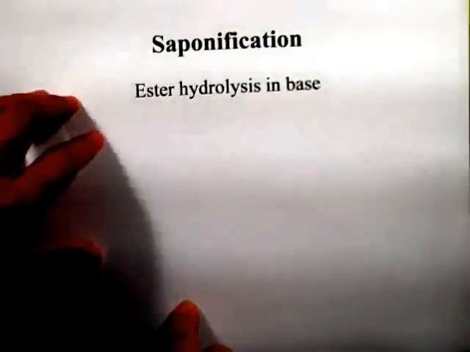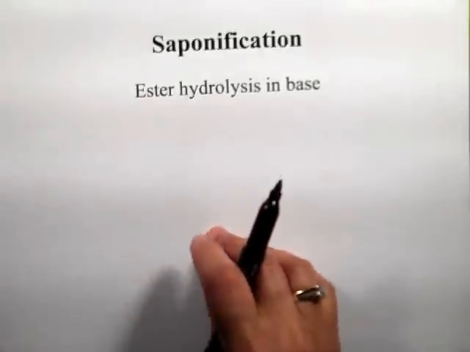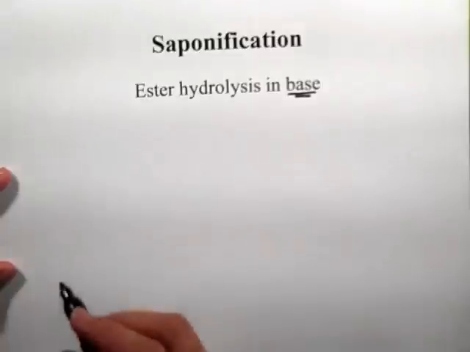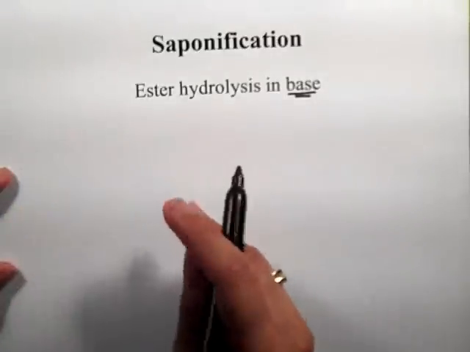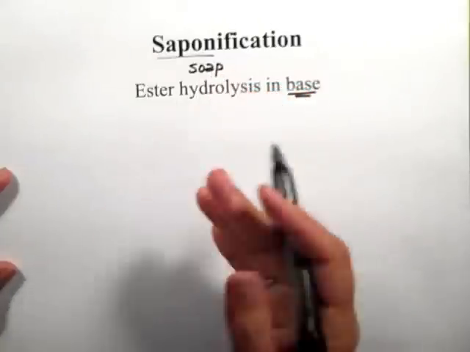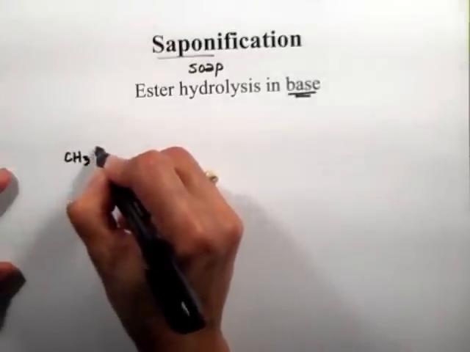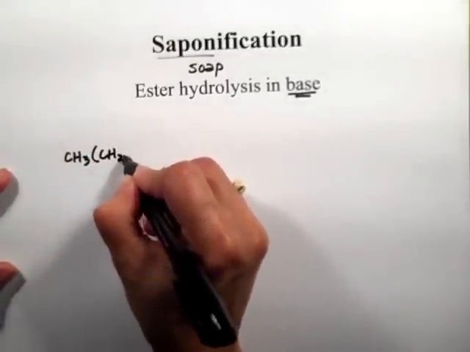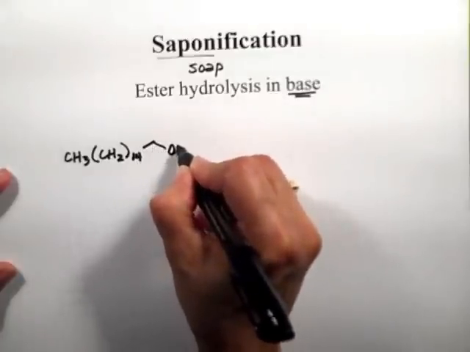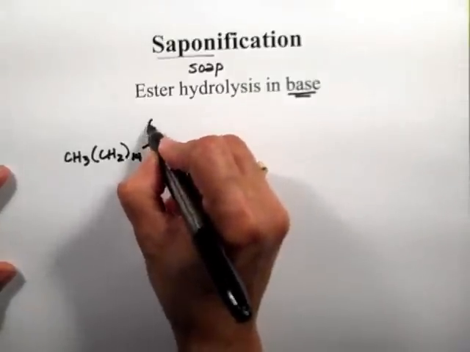Saponification is a good reaction, and it's the basic hydrolysis of an ester. And when I say base, I mean that you have to use either sodium hydroxide or potassium hydroxide. Saponification is a word that means that we're making soap out of it. We are going to use a fatty acid ester, and I'm going to use one that has 16 carbons. It has to be an ester because it has to be the basic hydrolysis of an ester.